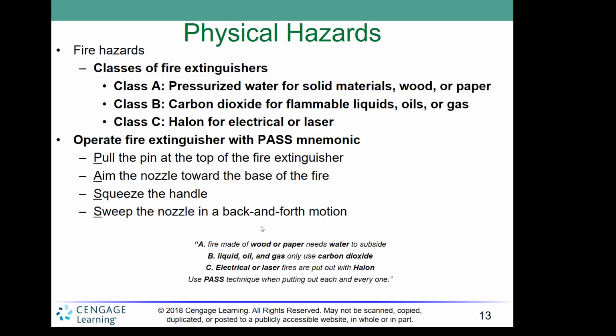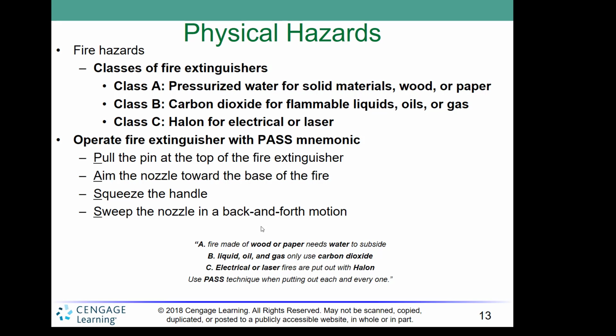There's a little poem on the bottom here. Fire made of wood or paper needs water to subside. Liquid, oil, and gas only use carbon dioxide. Electrical or laser fires are put out with halon. Use PASS technique when putting out each and every one. You can try to come up with a better poem, please, or a better mnemonic that helps you remember this.